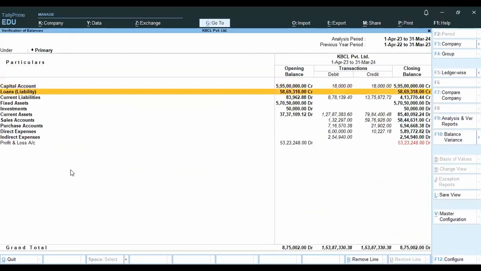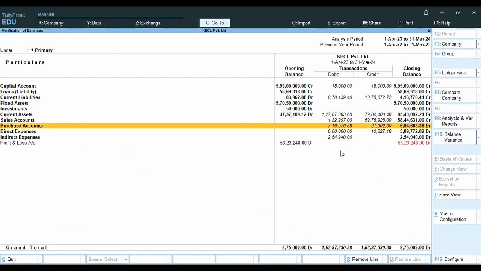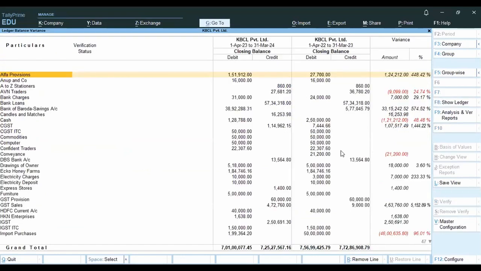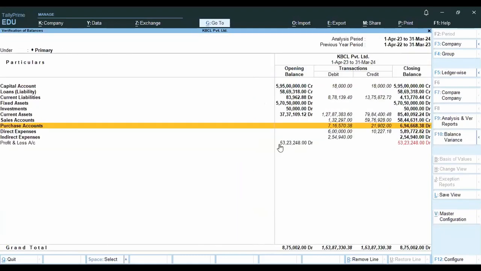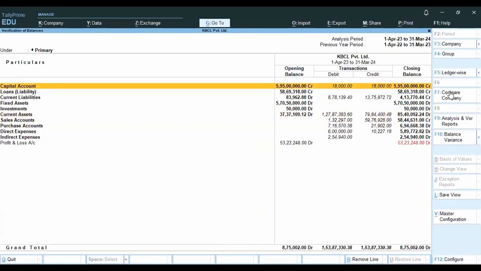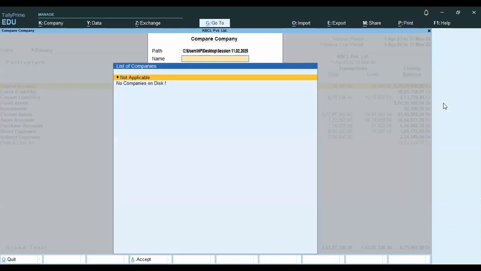Same way, verification of balance. I can validate my closing balance and opening balance from here itself. I can even compare company. If I want to verify the balances and I have the last year data, I can compare it and validate the opening balance itself. See, there is a point of compare company. You can simply select the path of last year data and Tally will automatically match the opening balance. The opening balance work which we are doing manually can be done automatically through Tally.